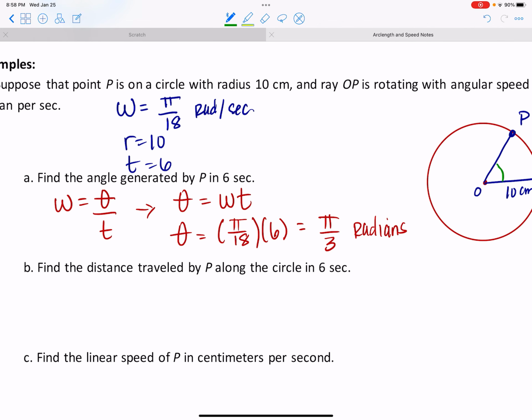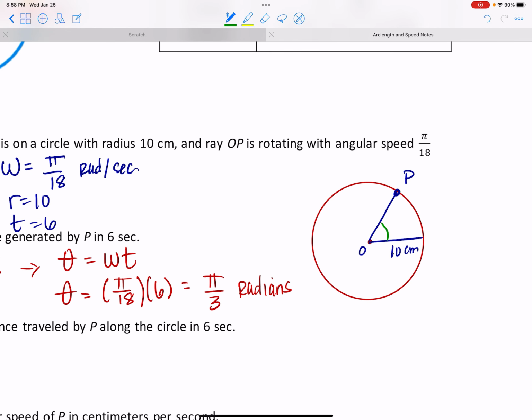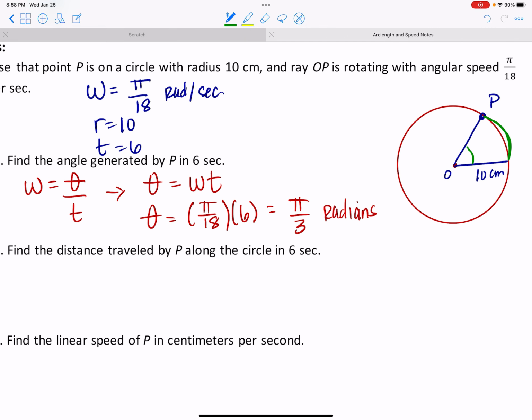Now, part B is asking us to find the distance that's traveled by point P in that same 6 seconds. So the distance traveled by point P, that is the arc length that we're looking for here. So we know arc length is equal to our angle multiplied by our radius, and that's all information that we have. So we know our angle, we just found that that was going to be pi over 3 radians. And we know that our radius length is given to us as 10 centimeters.